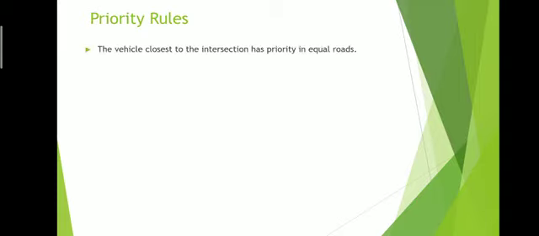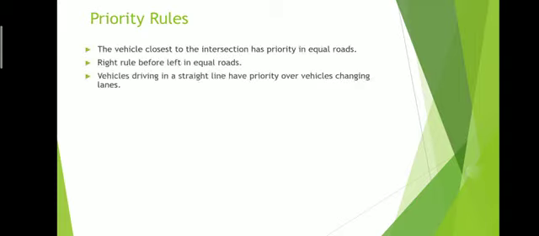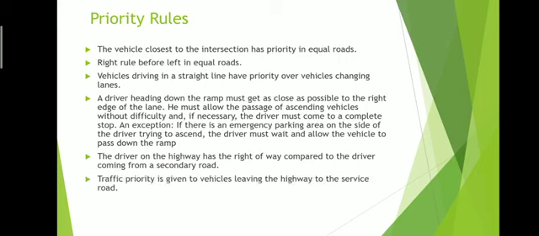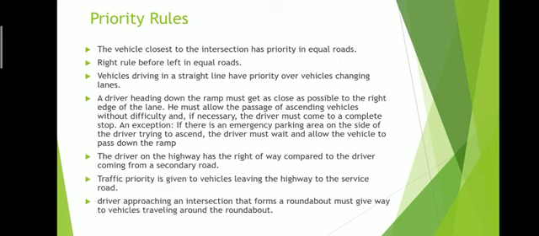Priority rules, the most important questions. You get maybe 3 to 4 questions from priority rules. The vehicle closest to the intersection, which approaches the intersection first, will go first. Right before left: if both are approaching the intersection at the same time, the car which is on your right will go first.